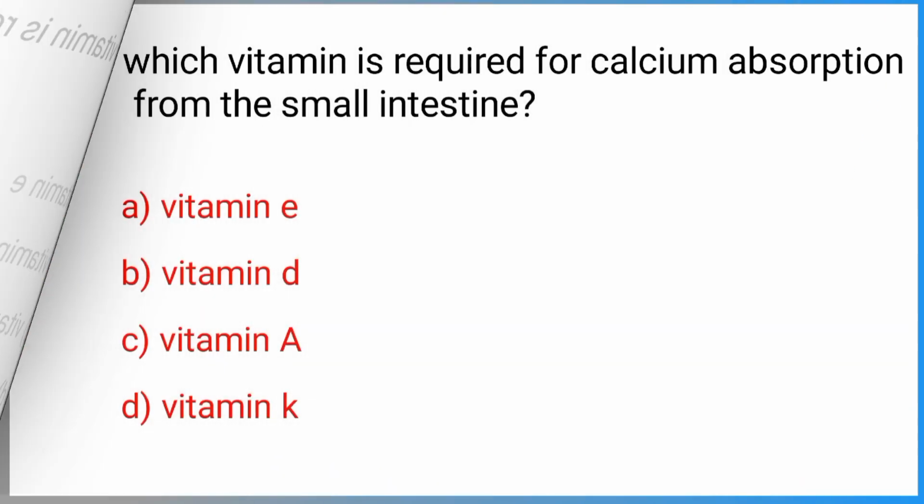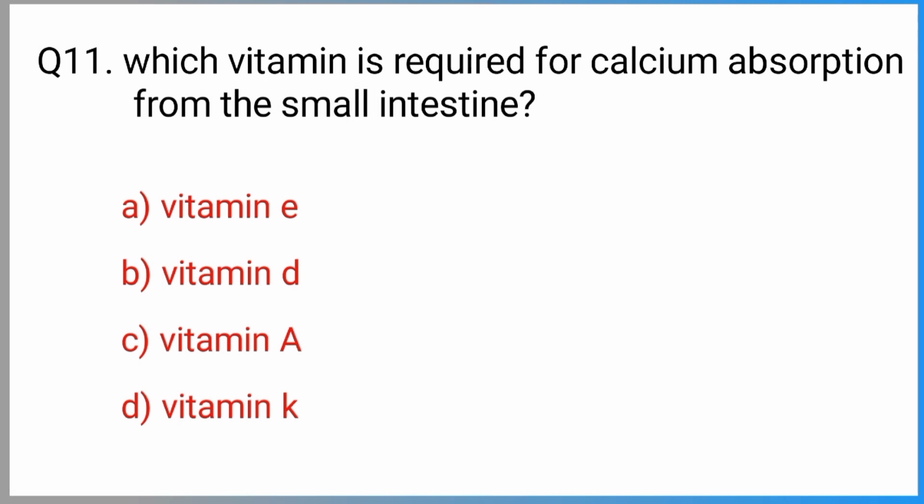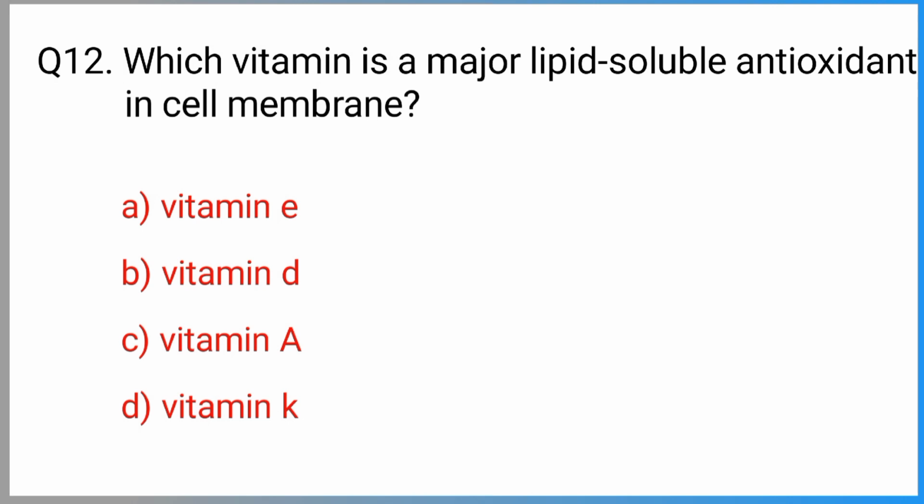Question number 11. Which vitamin is required for calcium absorption from the smaller intestine? The correct answer of that question is option B, vitamin D. Question number 12. Which vitamin is a major lipid-soluble antioxidant in cell membrane? The correct answer is option A, vitamin E.